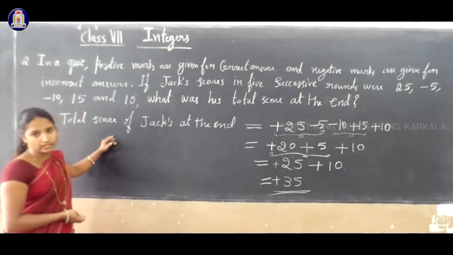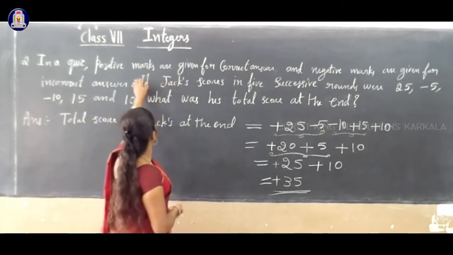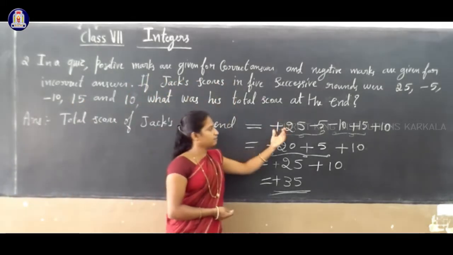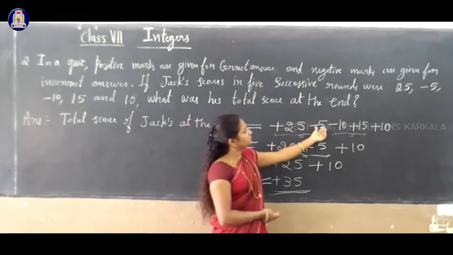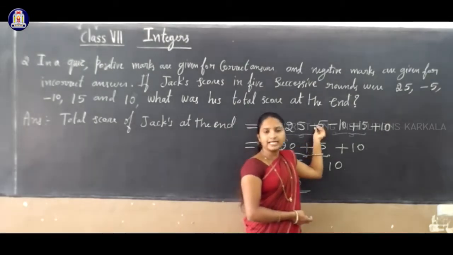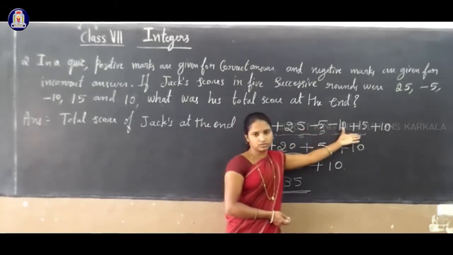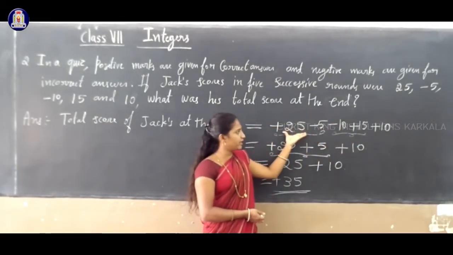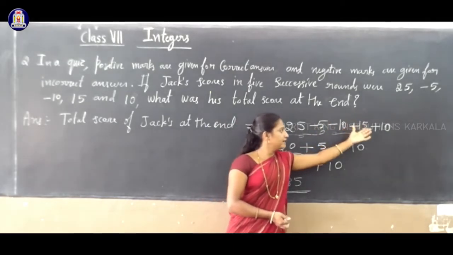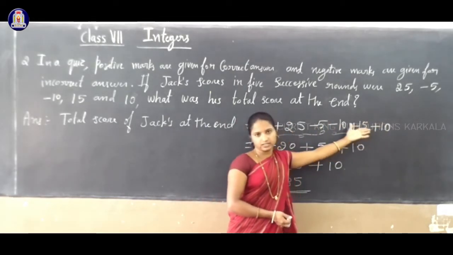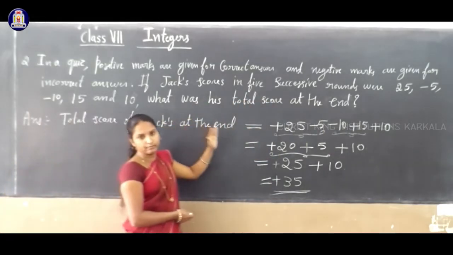So what you have to do, you have to find total score of Jack's at the end. How much you will score at the end of the quiz. Same quiz, positive marks are given for correct answer. Plus 25, he got to score the correct answer and minus 5, that is for incorrect answer. So clear? In 5 successive rounds, he scored this much marks. Means plus 25 in first round, in second round minus 5, next minus 10, plus 15, plus 10. So you have to find total score. Total score means you have to add all the numbers, right?